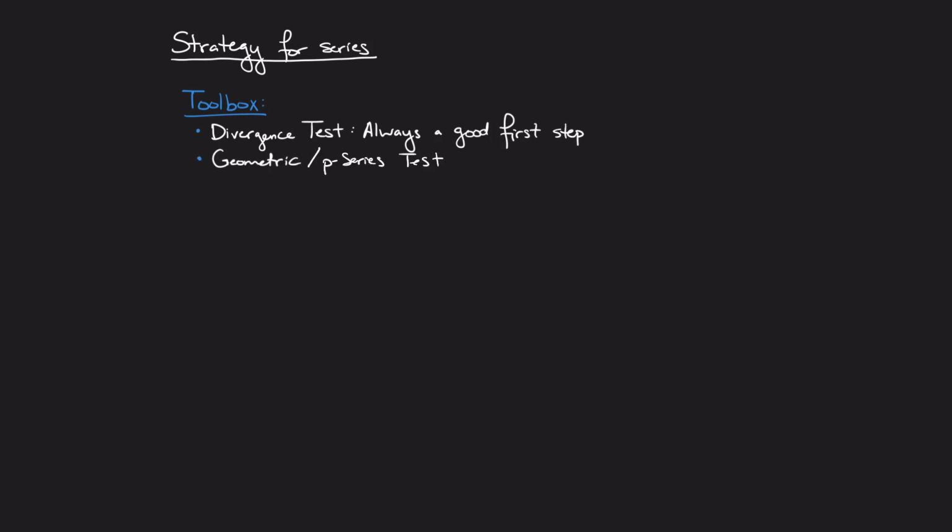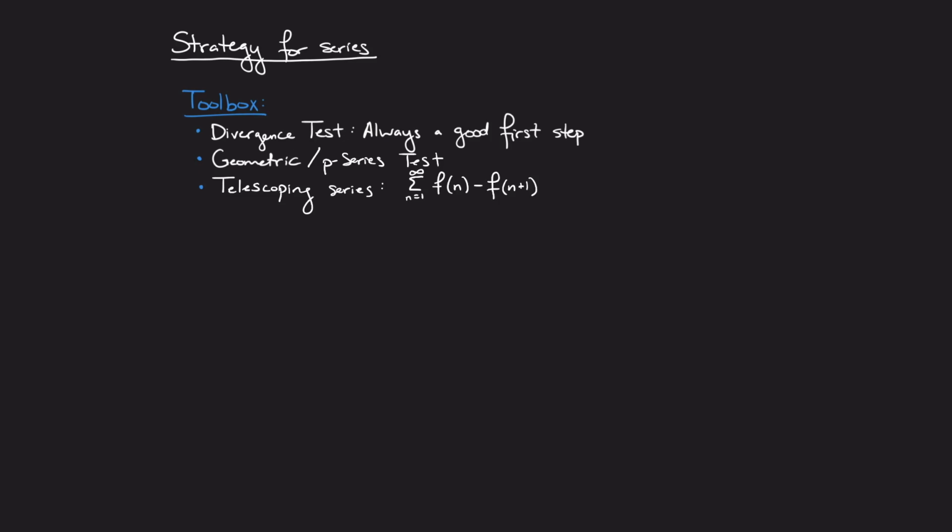Next, we have the geometric and p-series tests, which we apply when, you guessed it, we're given a geometric or a p-series. Then we have telescoping series. These are fairly rare, but we can apply the telescoping series procedure to any series of the form sum of f(n) minus f(n+1), where f is some function of n.